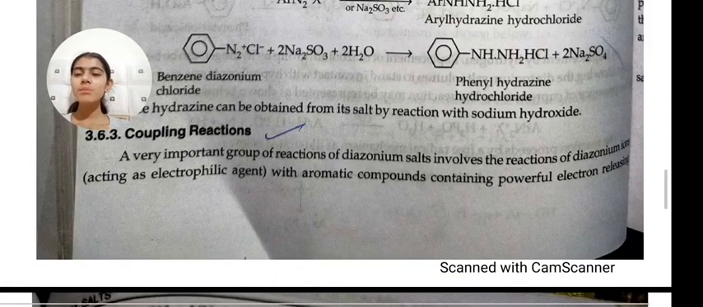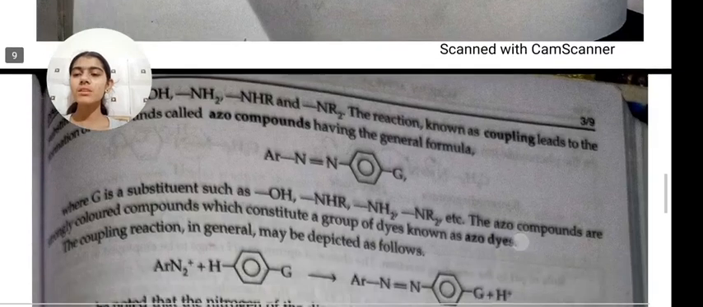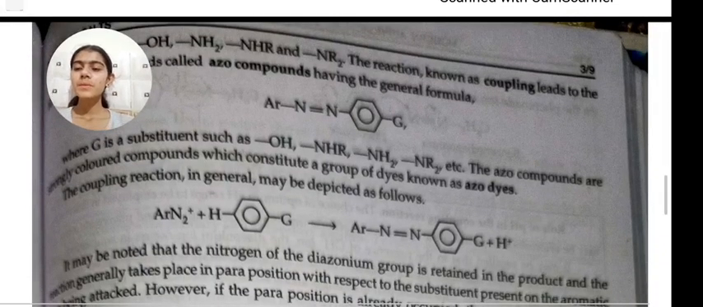Coupling reaction. A very important group of reactions of diazonium salts involves the reaction of diazonium ions with aromatic compounds containing powerful electron releasing groups such as OH, NH2, NHR and NR2. The reaction, known as coupling, leads to the formation of compounds called azo compounds having the general formula shown, where G is a substituent such as OH, NHR, NH2, NR2, etc. The azo compounds are strongly colored compounds which constitute a group of dyes known as azo dyes. The coupling reaction in general may be depicted as follows.